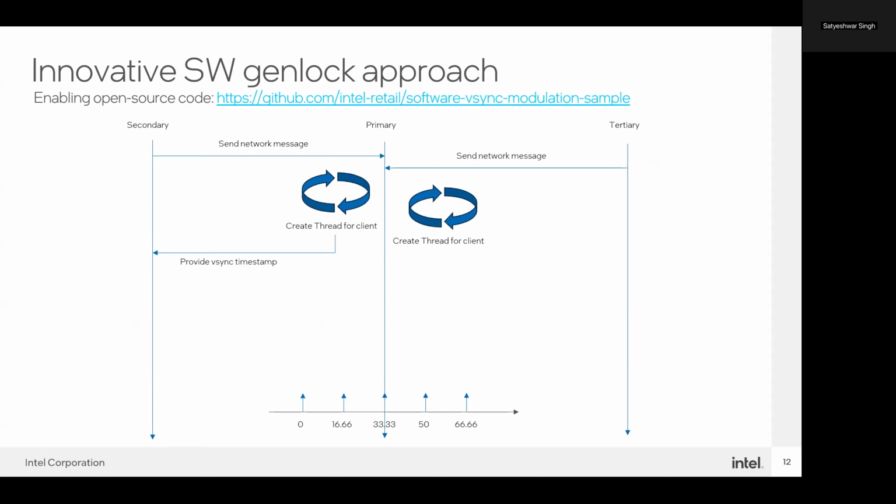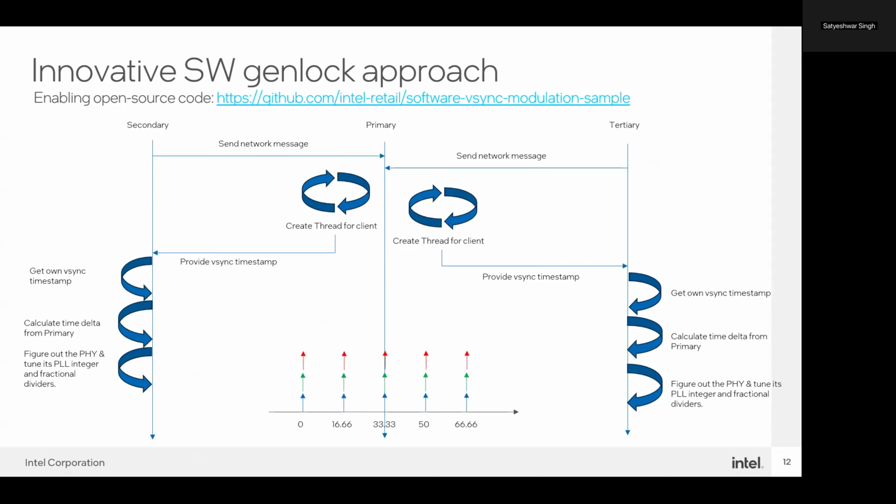So essentially, the way that the whole thing works is that we have these systems, secondary, tertiary, and this can be an infinite number of systems that you can connect to a single primary. They are basically just sending network messages over to the primary system, and the primary would essentially create a thread for each client that connects to it. And then the job of the primary is to provide each of these systems with its own vsync timestamp, the last vsync that happened. And from then onwards, the job of the primary is basically done.